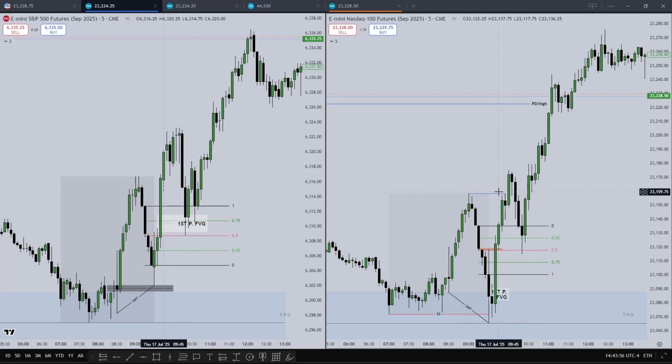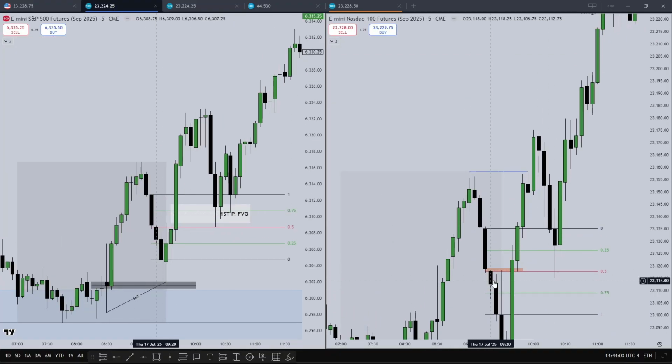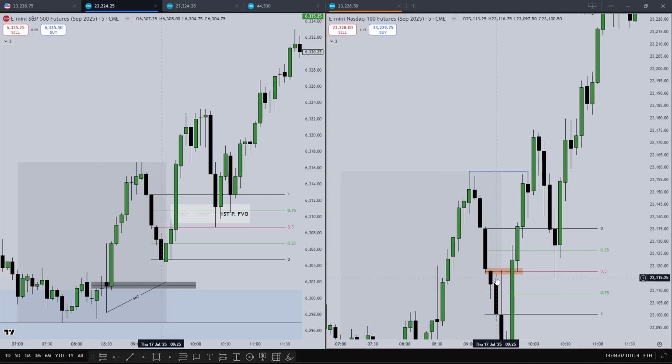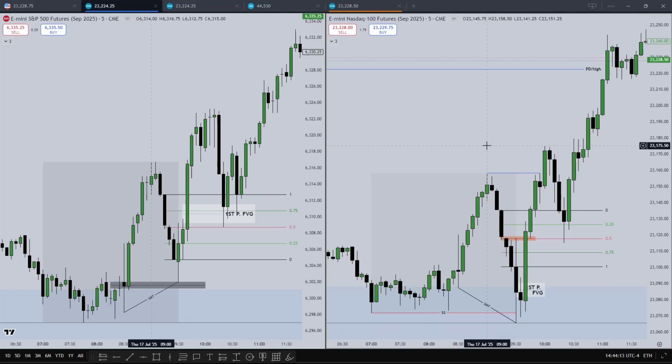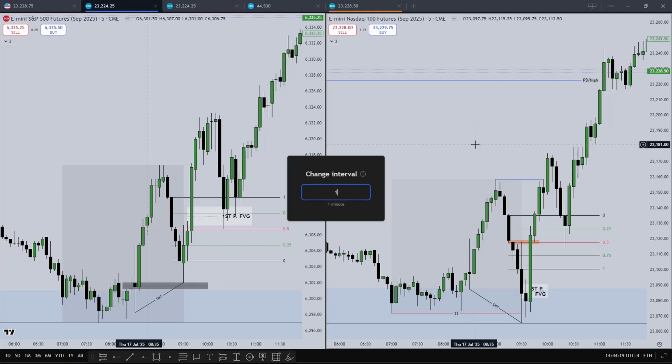This is very nice. Liquidity taken, SMT. We can see this little fair value gap. We can include the volume imbalance right there. We can take it all as a fair value gap. Let's see the 1-minute chart.